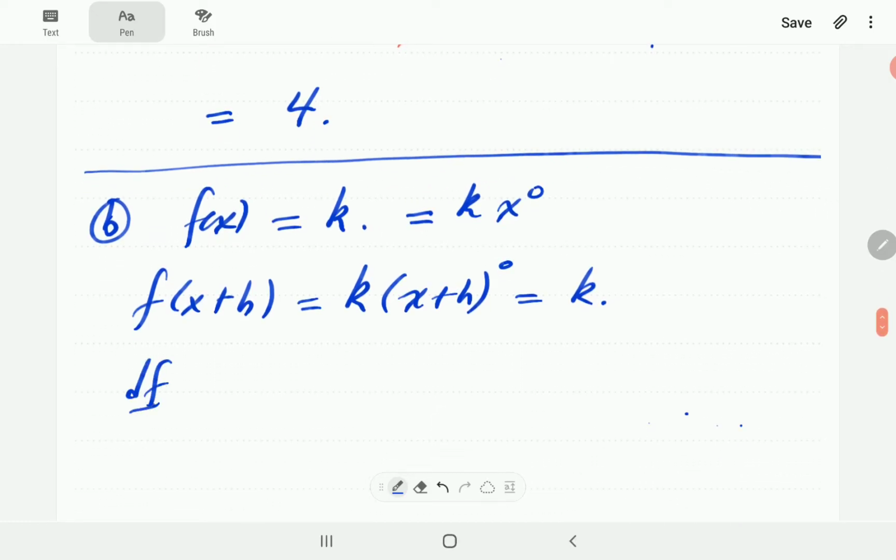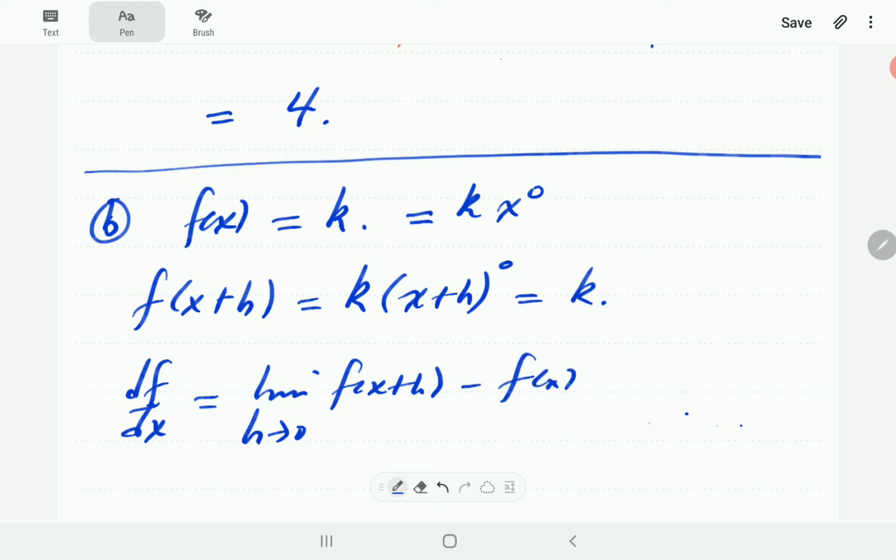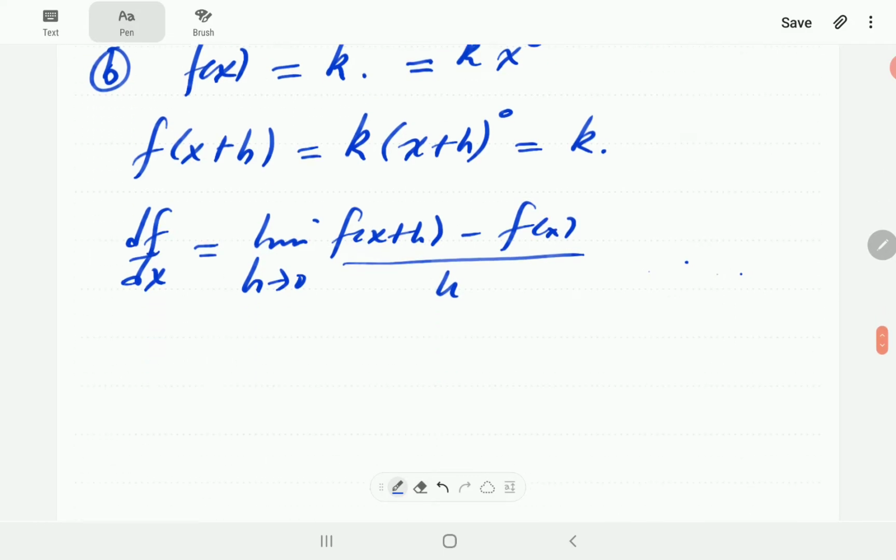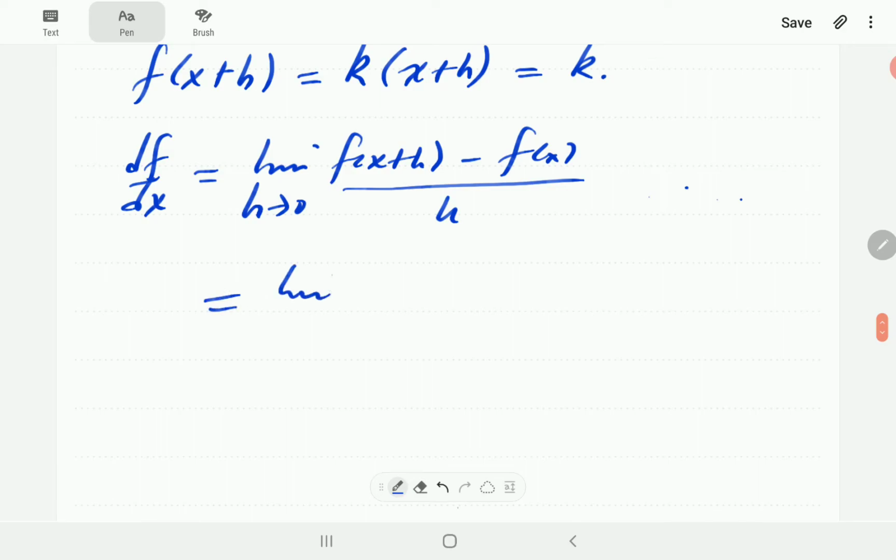So that means our derivative, which is f of x plus h minus f of x, this time is going to be k minus k all over h.